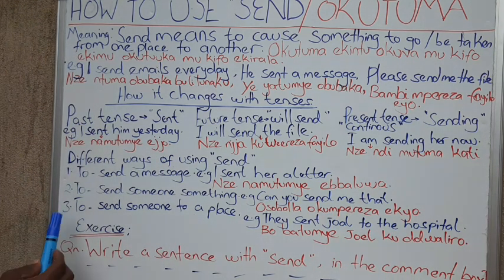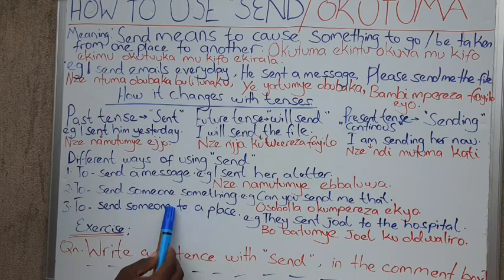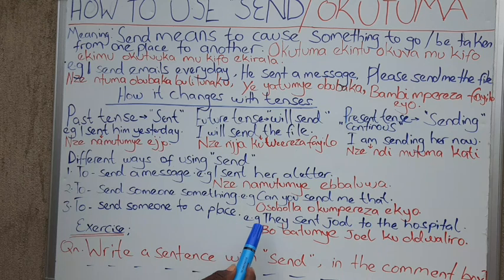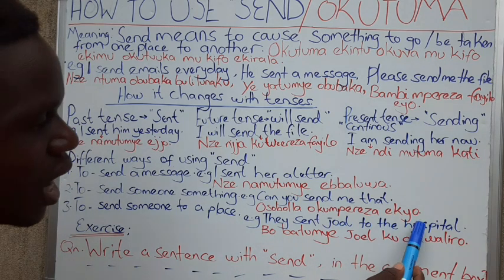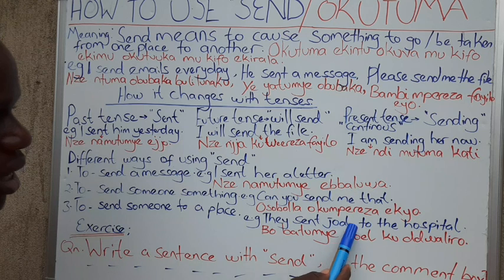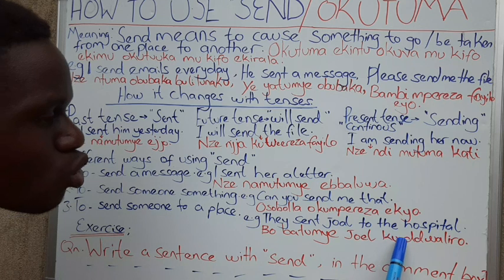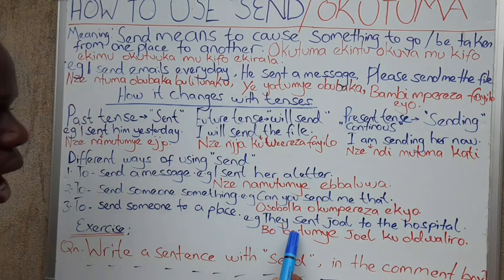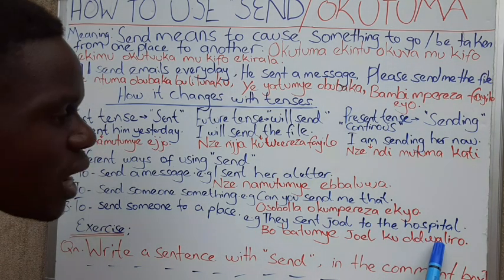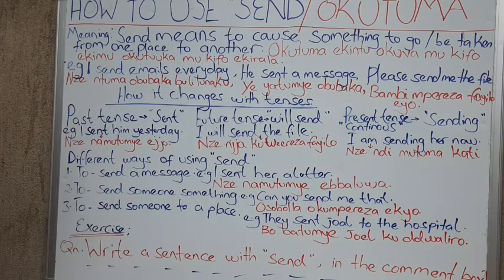The third use, to send someone to a place. Okutuma omuntu mu kifo. An example, they sent Joel to the hospital. Because of they, we say, bo batumye Joel ku ddwaliro. Hospital is ddwaliro. Hope you are together on that.